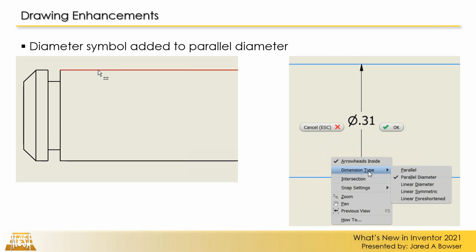Okay. A couple more drawing enhancements. I really like this one as well. The diameter symbol has been added to a parallel diameter. So if it recognizes the fact that you're placing a dimension on a round object, using parallel lines is now going to give you that diameter symbol. And I'll show you what I mean in a few moments there. You will always have the option, of course, to turn that off or to switch that back to the other style.